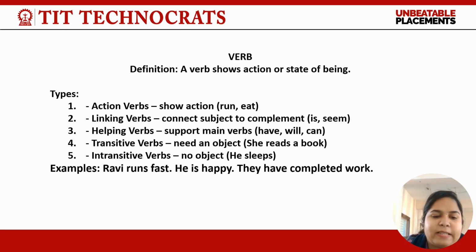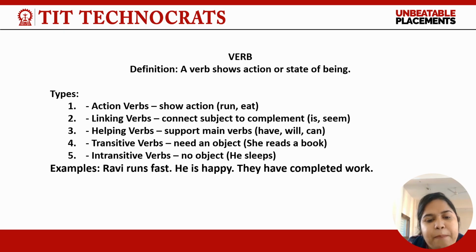The fifth type is the intransitive verb. There is no object used in the sentence. For example, he sleeps. She dances. Let's have a look at the examples which show the verbs in the best way. The first example is Ravi runs fast. We are already familiar with what kind of action comes here.